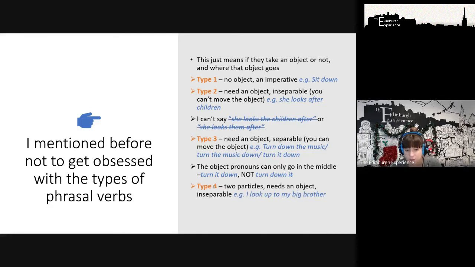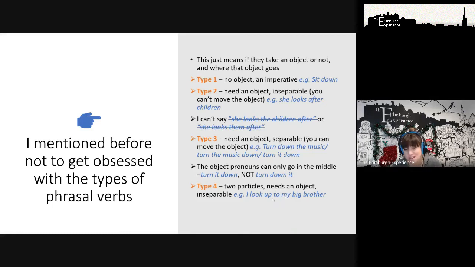And then the final one is type 4, which will have 2 particles, which basically means 2 prepositions, okay? These always need an object. These are inseparable. So "I look up to," okay, there's your phrasal verb there, "I look up to," and that's my object, my big brother. Right?